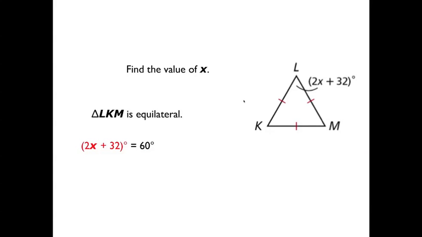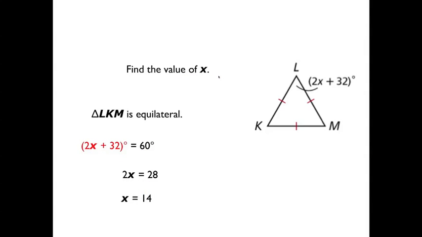Is it wrong to plug in 2x plus 32 into each of the three angles? Absolutely not. You could do that, add that up to 180. You're still going to get the same answer. It's just quicker to go this way. So 2x plus 32 equals 60. So I'm going to subtract 32 from 60, leaving me 28 degrees. So 2x equals 28. And then I'm going to divide 2 into the 28. And I'm going to get that x is 14. Since that's all I had to find here, the value of x, we're done with this one.